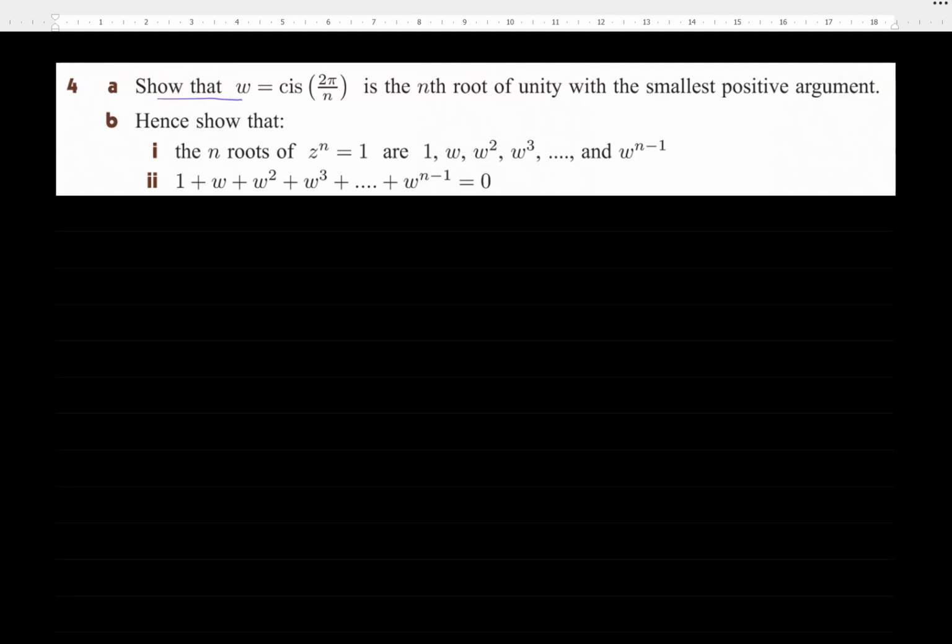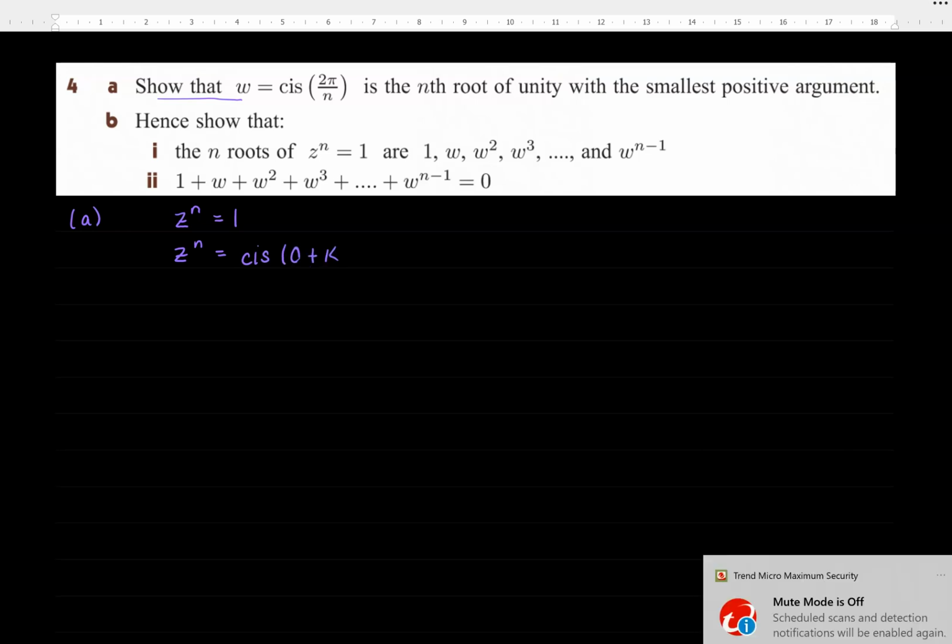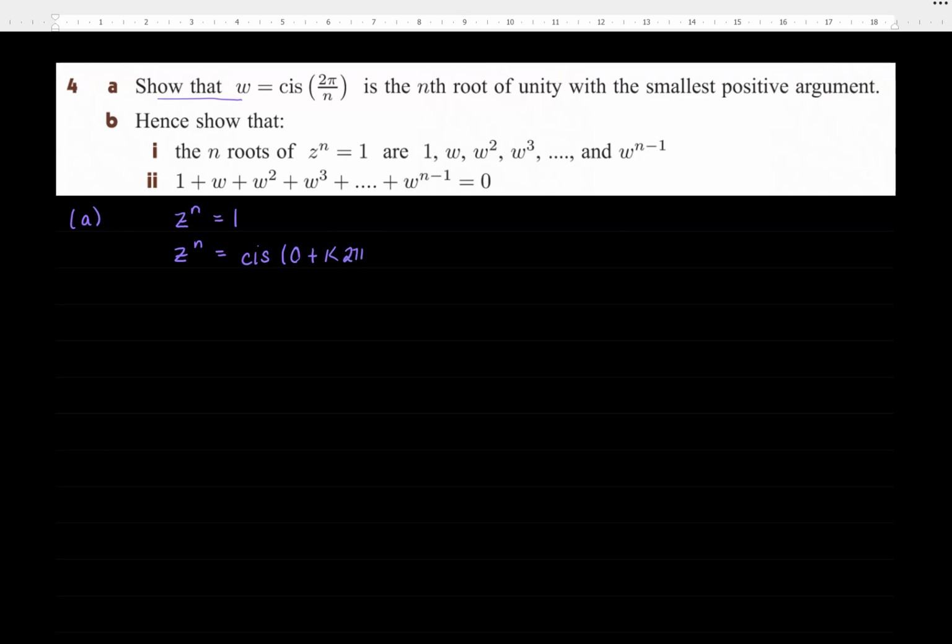Okay, so they're asking you to prove the theorem for this one, I guess. If you've got z to the n equals 1, this becomes z to the n equals cis 0 plus k 2 pi. Right, and so then that will be cis k 2 pi. To get rid of the to the power of n, we take it to the 1 over n. And therefore we have k 2 pi on n.